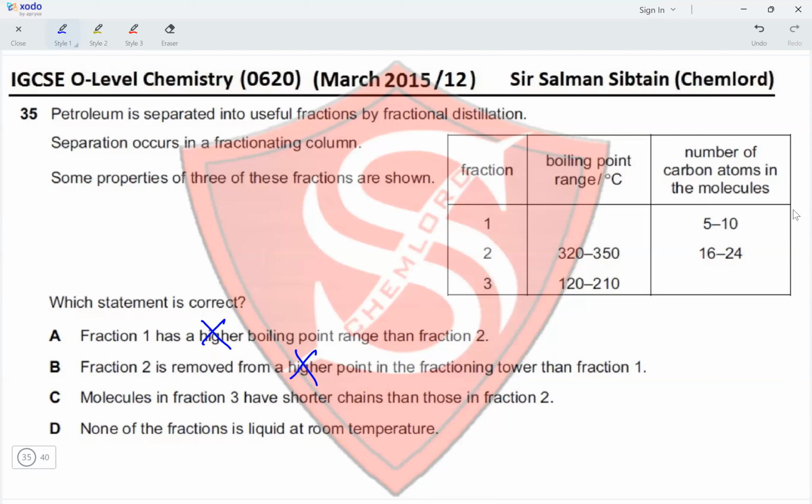Molecules in fraction 3 have shorter chains than those in fraction 2. Yes, because the boiling point range is lower than that in fraction 2. This is correct. And none of the fractions is liquid at room temperature? No. Some of the fractions in 2 and most of the fractions in 3 would be liquid at room temperature. So this is incorrect as well. Therefore, option C is the correct option for this question.